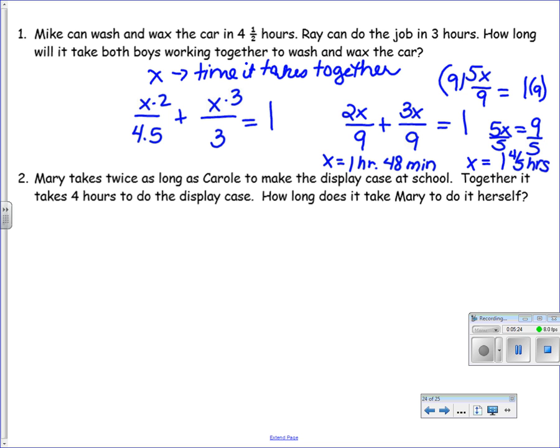Okay, so the first thing we're going to do with this one, this time we know the time it takes together, so I can't call that X. We eventually want to find Mary's, but I found that it's actually easier if we call X Carol's time. So that's going to be Carol's individual time it takes to do the display case. So really, Carol's time plus Mary's time equals 1 display case. So only 1 display case is getting done.